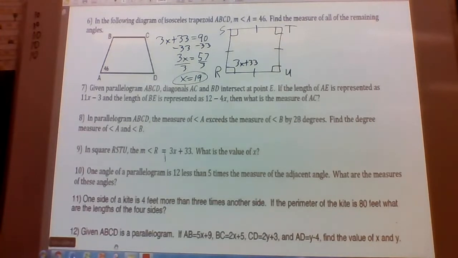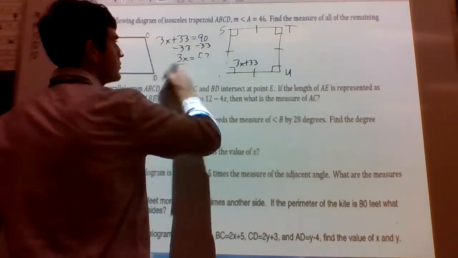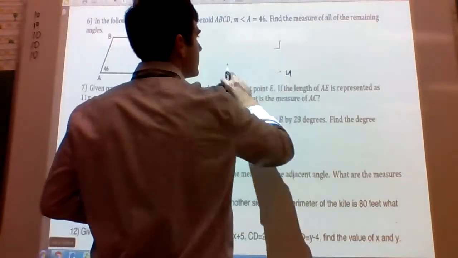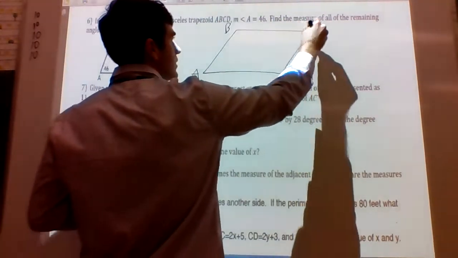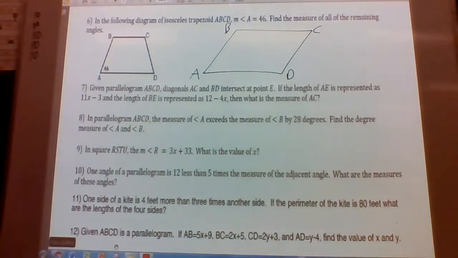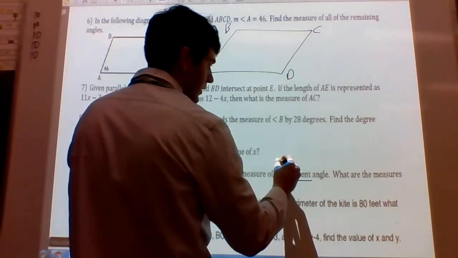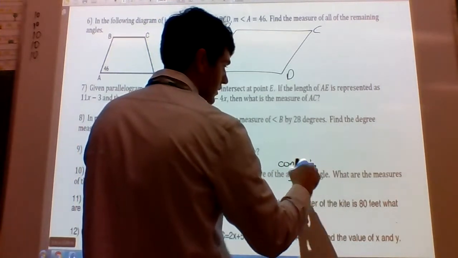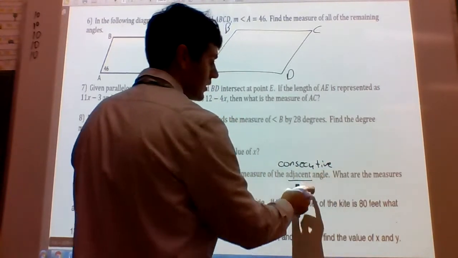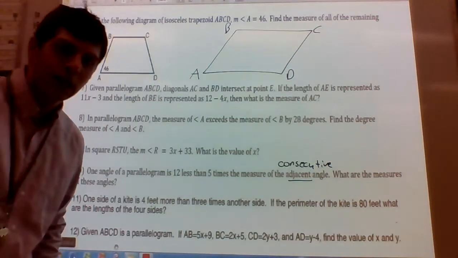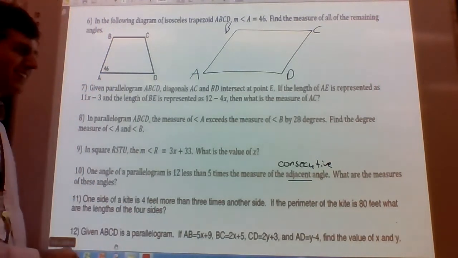Number 10, we have a parallelogram. So let's draw a parallelogram, A, B, C, D. One angle of a parallelogram is 12 less than 5 times the measure of the adjacent angle. So another word for adjacent is consecutive. So instead of adjacent, we can put consecutive.